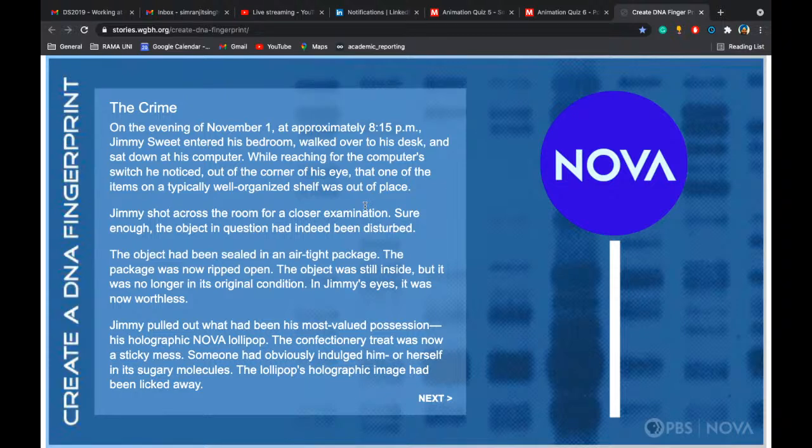So there's a crime scene. On November 1st, at approximately 8:15 p.m., Jimmy Sweet entered his bedroom, walked over to his desk and sat at his computer. While reaching for the computer switch, he noticed out of the corner of his eye that one of the items on his typically well-organized shelf was out of place. Jimmy shot across the room for closer examination, and indeed it was disturbed. The object had been sealed in an airtight package, and the package was now ripped open. The object was still inside, but it was no longer in original condition. In Jimmy's eyes, it was now worthless. Jimmy pulled out what had been his most valued possession, his holographic Nova lollipop.